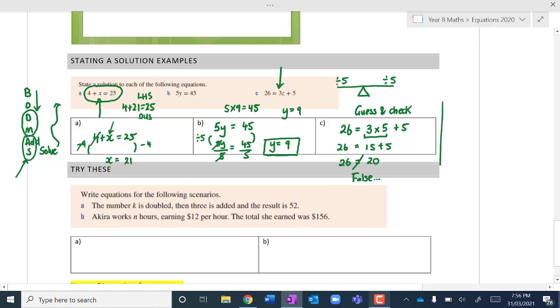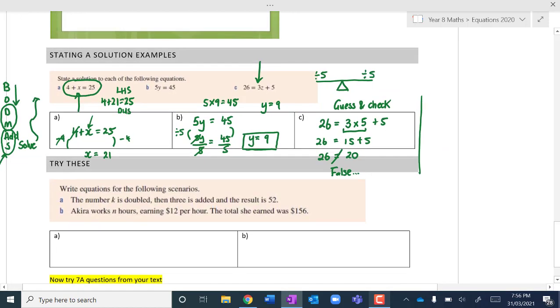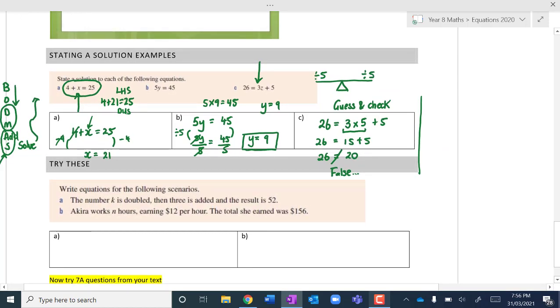We could keep going. You might have already worked out what the solution is. Thankfully, it's a whole number, but we're not always going to get whole number solutions as we get into more advanced maths. Let's try this way. We've got 26 is equal to 3z plus 5. Notice that I want to get z by itself. So far, we're working our way up in BODMAS. Let's write BODMAS again.